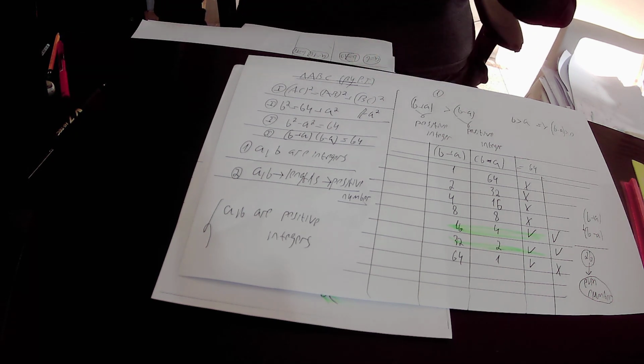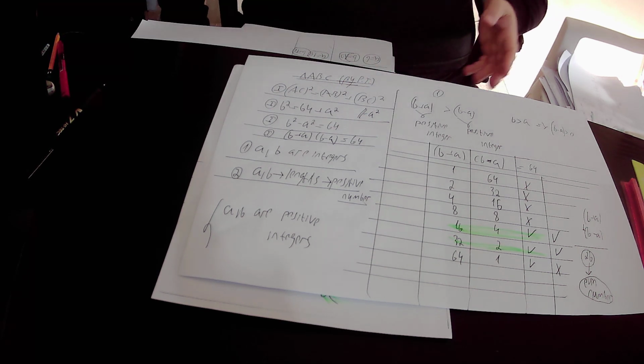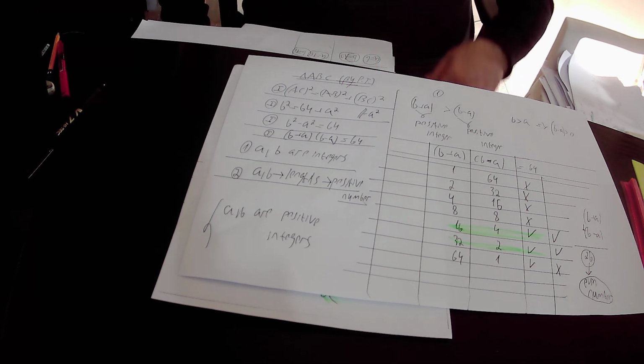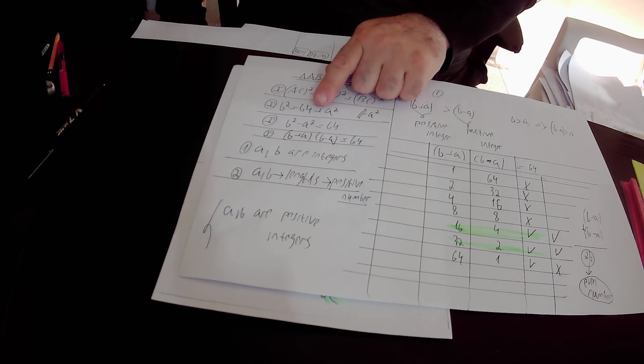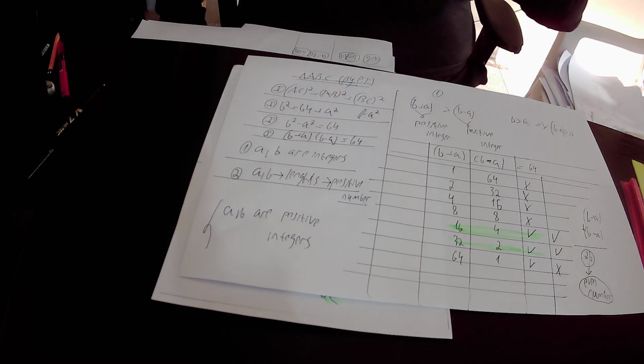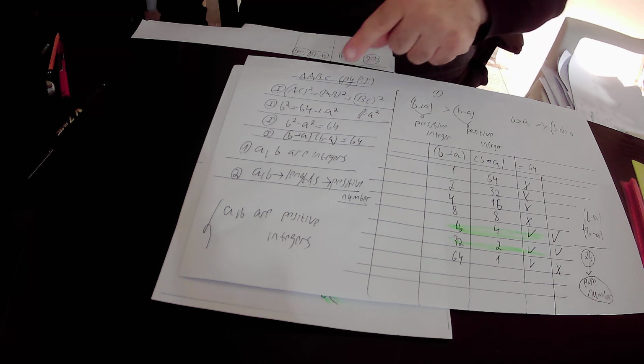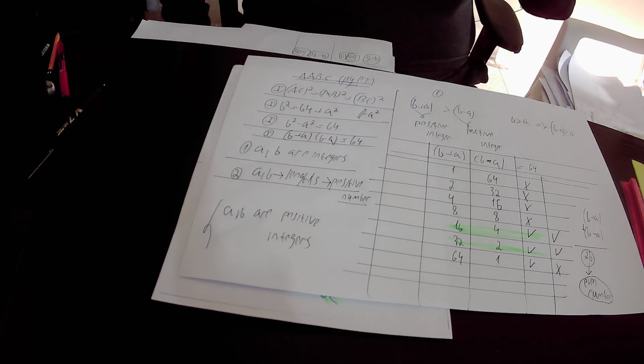We subtract A squared from equation number 1, and find that B squared minus A squared equals 64. Then we use the algebraic identity that B squared minus A squared equals B plus A times B minus A. So we substitute B squared minus A squared by B plus A times B minus A, and according to equation number 1, this is equal to 64.